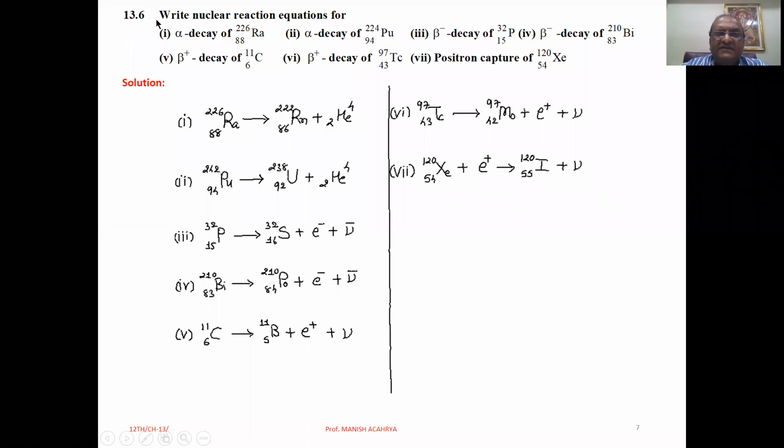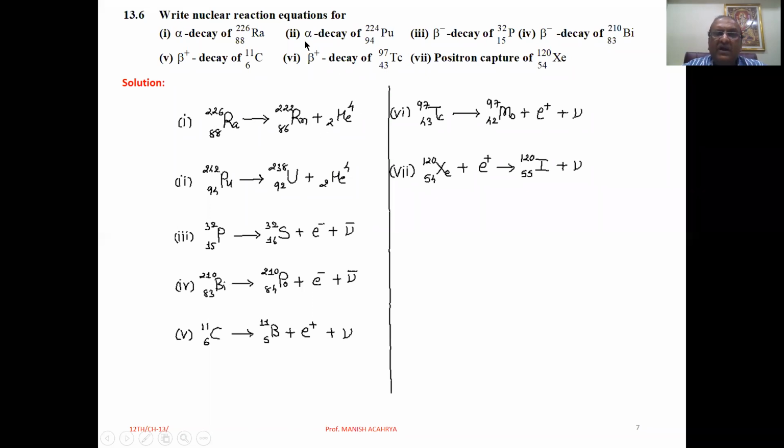Next, 13.6. Write nuclear reaction equations for 1. Alpha decay of 88 Ra 226. So 88 Ra 226 alpha decay, that is a helium nucleus. So for the daughter nuclei, or we can say for the product nuclei, Z will be decreased by 2 and A will be decreased by 4. So we will get the reaction 86 Rn 222 plus 2He4.